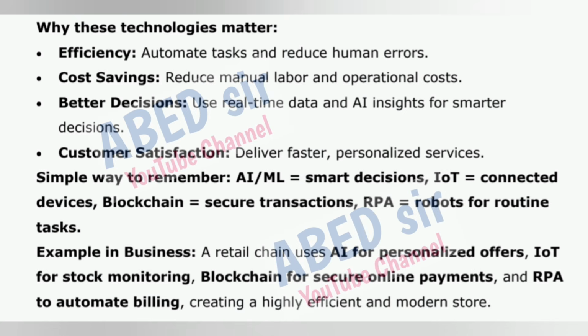Simple way to remember: AI/ML is equal to smart decisions, IoT is equal to connected devices, blockchain is equal to secure transactions, RPA is equal to robots for routine tasks. Example: in business, a retail chain uses AI for personalized offers, IoT for stock monitoring, blockchain for secure online payments, and RPA to automate billing, creating a highly efficient and modern store.